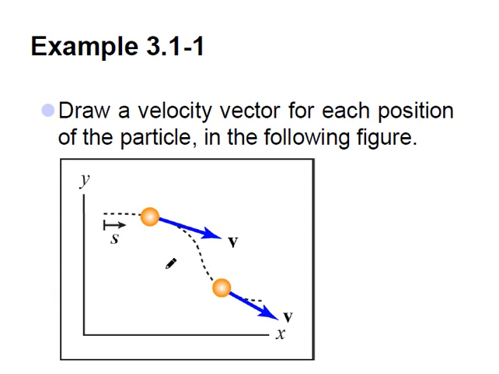So you're going to draw a velocity vector for each of these positions. So this is your velocity. It is denoted by an arrow with a head pointing, meaning this velocity not only has magnitude, it also has direction.